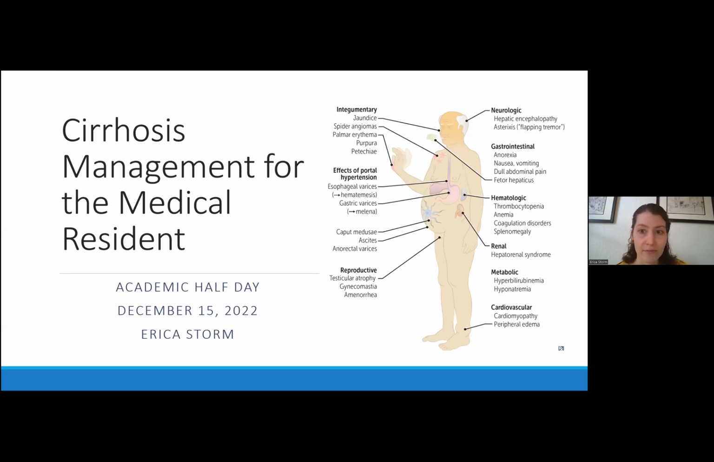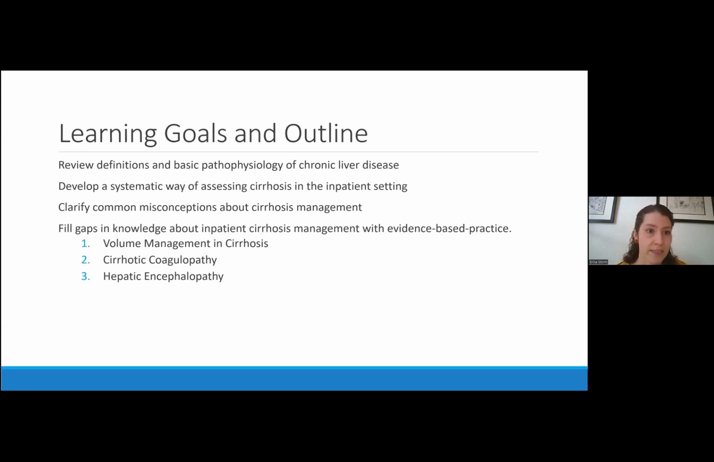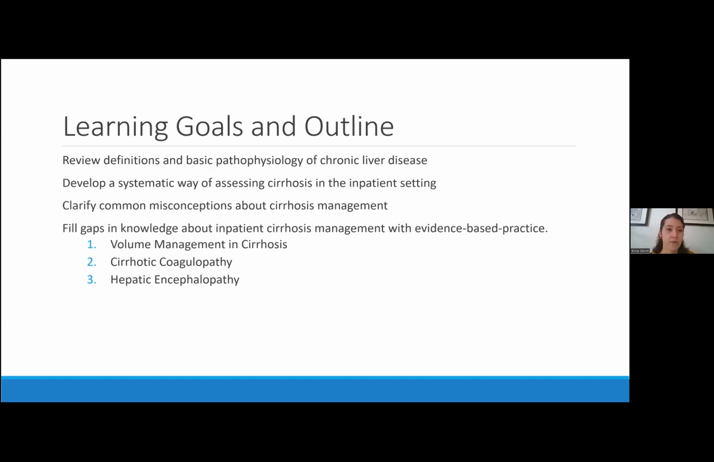Because we have a variety of learners, I want to start by getting everyone on the same page, reviewing a few definitions and some basic pathophysiology about chronic liver disease, and making sure that we all have a systematic way of assessing cirrhosis in our inpatients.